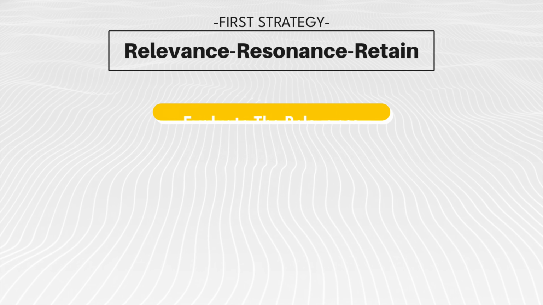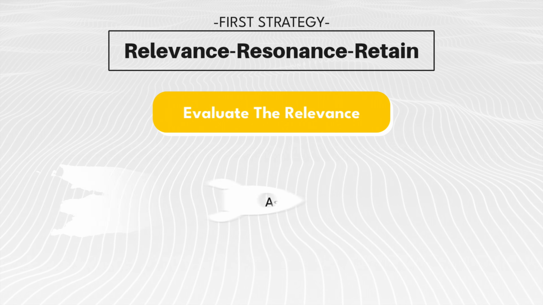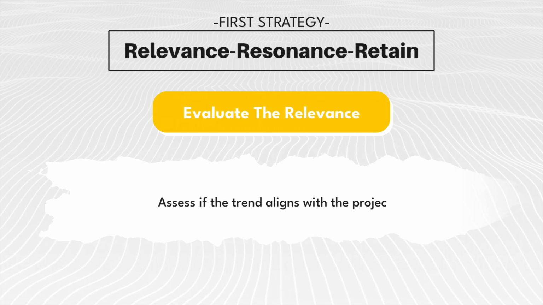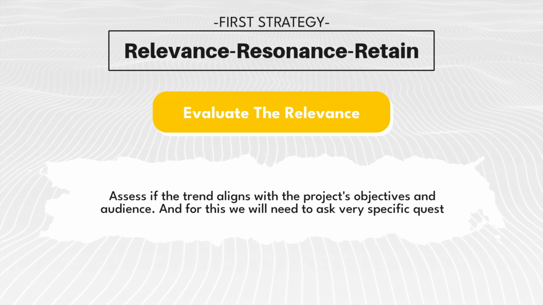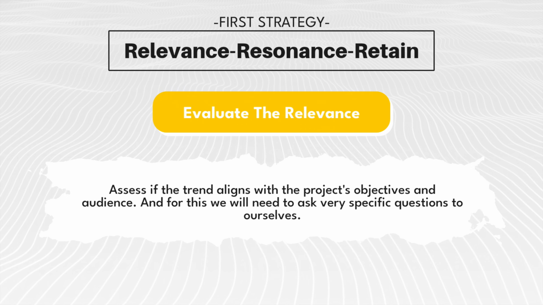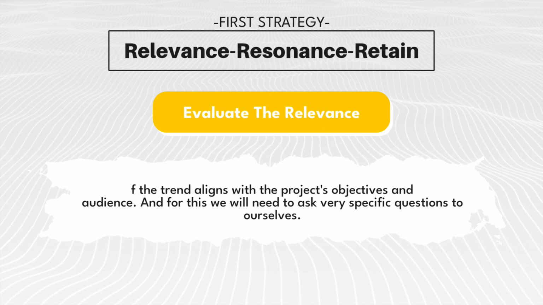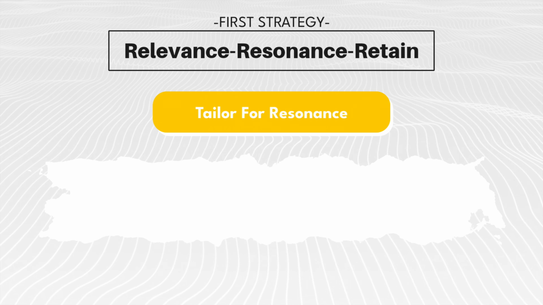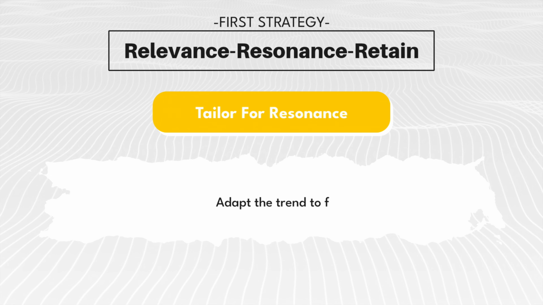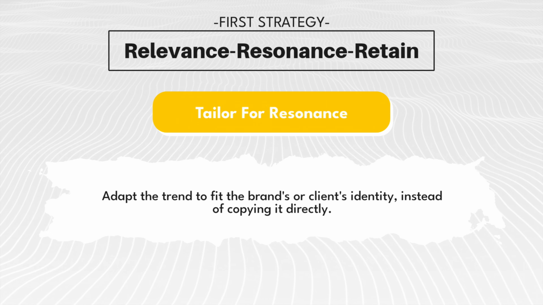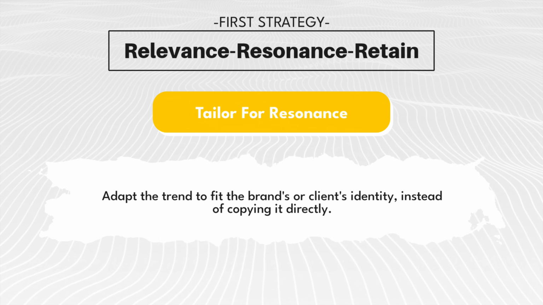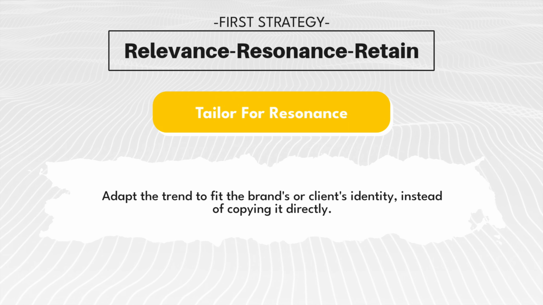Step 1 is to evaluate the relevance. Here, we need to assess if the trend aligns with the project's objectives and the audience. And here, we need to ask very specific questions to ourselves. But more about that later. Step 2 is to tailor for resonance. Here, we adapt the trend to fit the brand's or the client's identity, and that's instead of copying it directly. And so we're going to make some subtle modifications to the trend and the design.